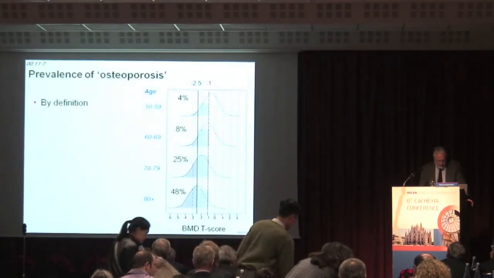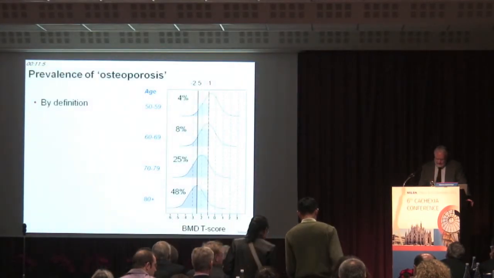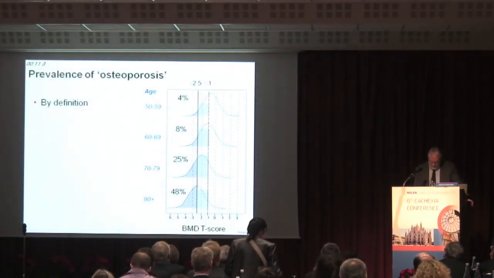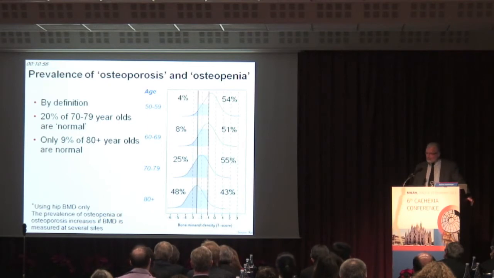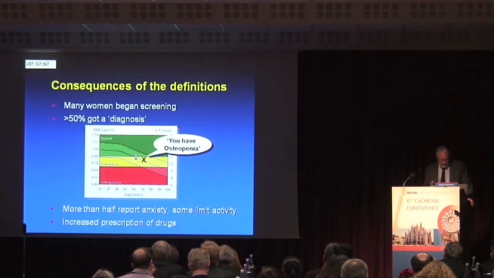And so the prevalence of osteoporosis rises to 50% by the time you're over 80, and osteopenia is about 50% of people at any given age, and so that means only 9% of women over 80 are normal, and only 20% of those in the previous decade.